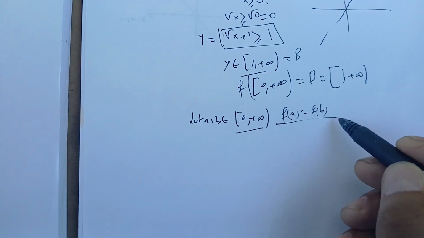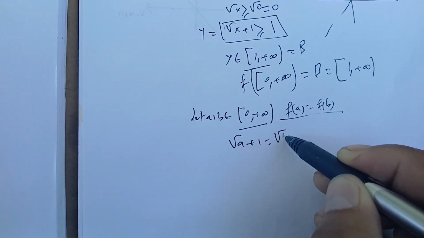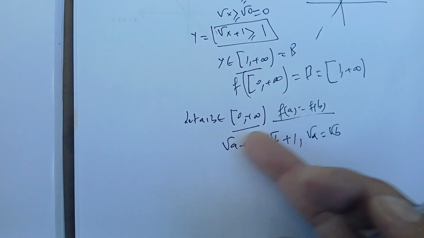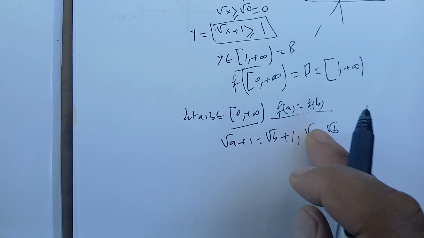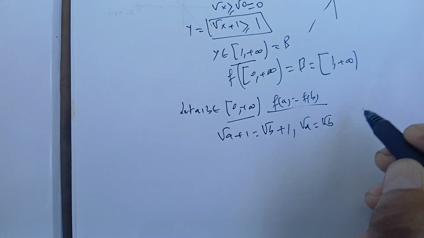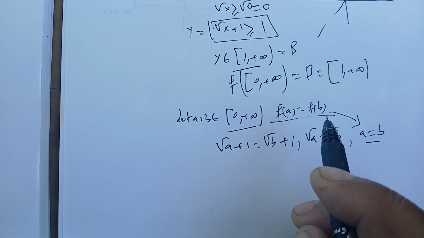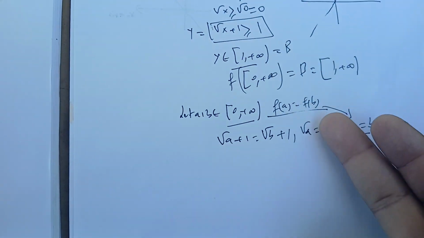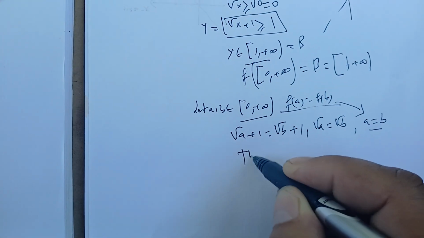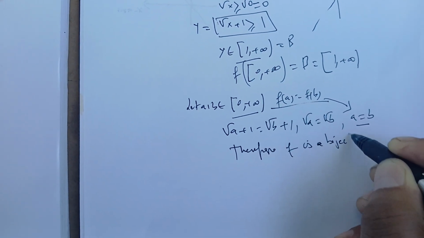From here we know that f of a is equal to f of b, which means that the square root of a plus 1 is equal to the square root of b plus 1. So that means the square root of a is equal to the square root of b by subtracting 1 from both sides. So here, since a and b are in this interval, when we square both sides, we just get a equals b. And this proves that f is injective. So f is both surjective and injective. Therefore, f is a bijective function.